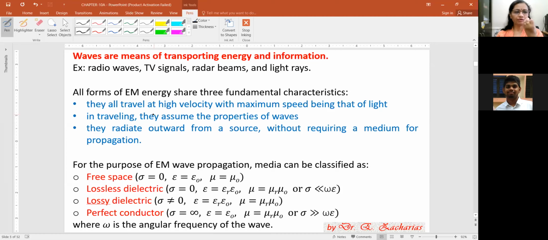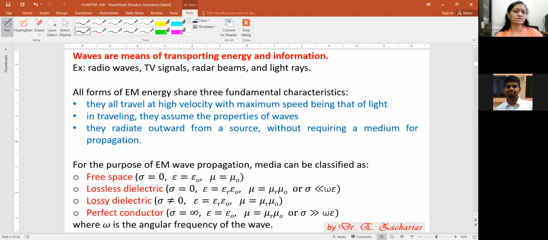And thirdly, if you have a source of the electromagnetic wave, the energy will radiate out from the source, and it doesn't require a medium for propagation. Meaning, if there is a medium also, it can propagate, but it does not really require a medium for propagation. For example, you're talking of propagation of energy in free space. So these are three important fundamental characteristics of energy transmission.